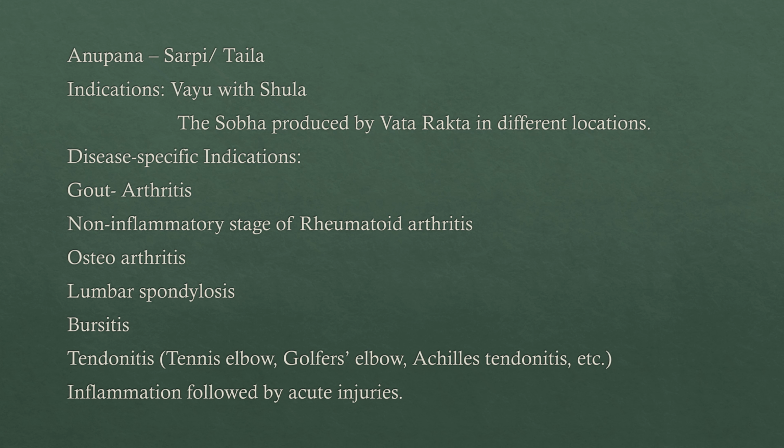In osteoarthritis also we can give, in lumbar spondylosis we can give, in bursitis, in tendonitis, which are due to acute strain on the tendons. In such cases of acute strain and acute injuries, there will be Vata aggravation in Rakta. So Rakta vitiation and Vata aggravation is there, producing a status similar to Vatarakta. So we can indicate the kashaya in these stages, and in inflammation followed by acute injuries. All these are associated with Vata vitiation and Rakta vitiation. So Rasna Erandadi Kashaya is indicated in these scenarios.